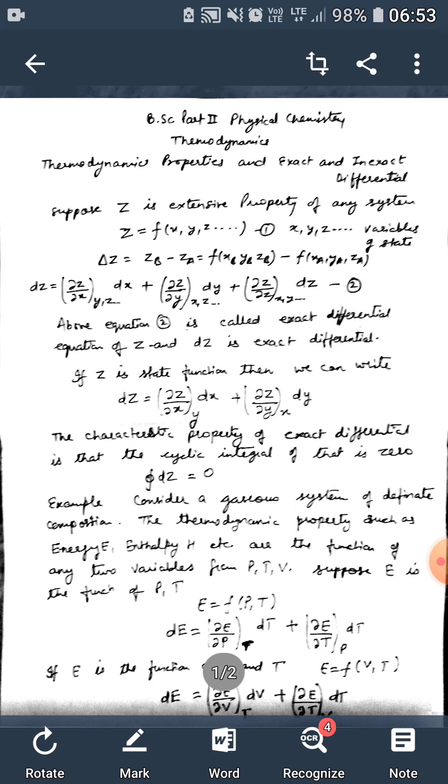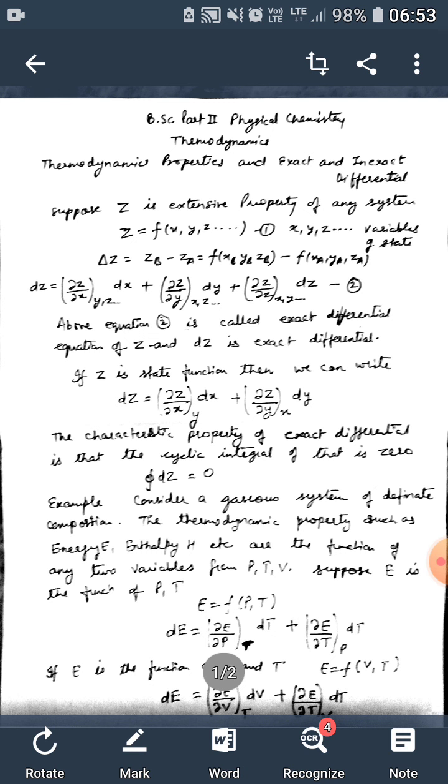If these functions are changed from a to b, that is xa to xb, ya to yb, za to zb, then automatically Z will also change, and the change in Z is called delta Z, and delta Z is equal to Zb minus Za, that is the function of xb, yb, zb minus the function of xa, ya and za.